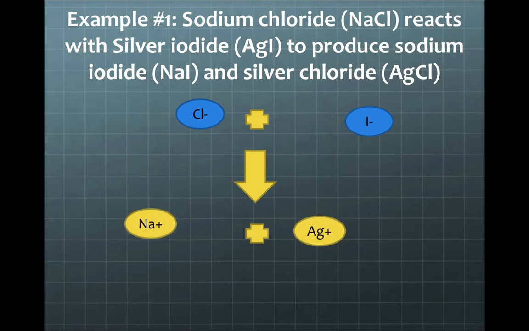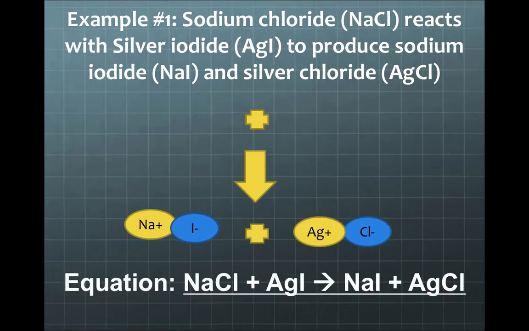Look at the sodium and the silver. I just dropped them down. Now I'm going to take the chloride and the iodide, and they're going to switch places. Double replacement. So sodium chloride, NaCl, reacts with AgI, which is silver iodide, to form sodium iodide and silver chloride. So again, just think of the two metals switching places or the two non-metals switching places.